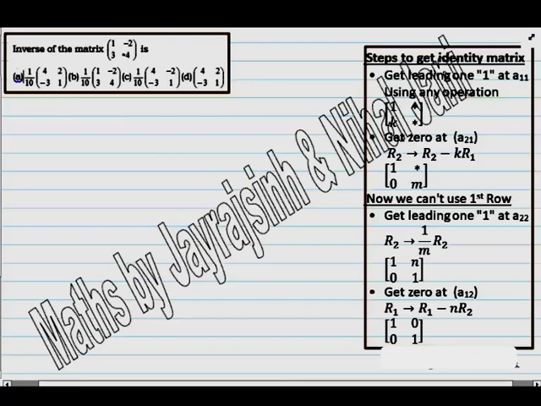Here you have to find the inverse of the matrix 1, minus 2, 3, 4. And for that you have to write A is equal to IA. Then we need to get the identity matrix on the left side. The first step for getting that is to get leading 1 at the A11 point.